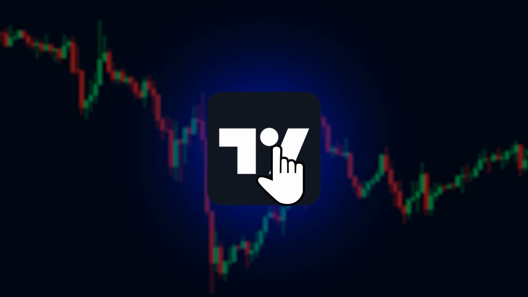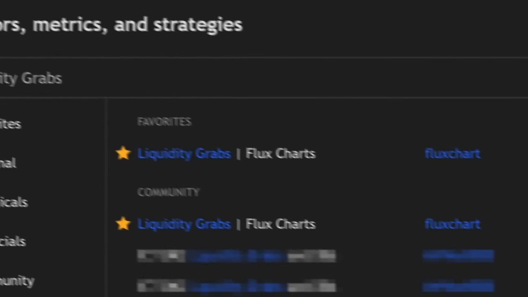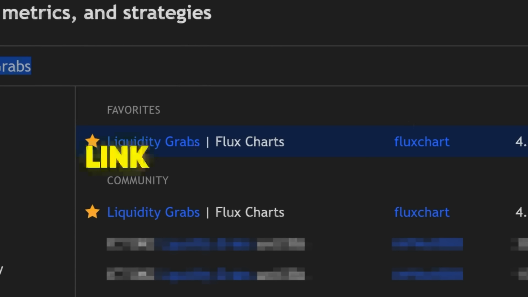To add it to your chart, just open up TradingView and head over to the Indicators tab. Then search for liquidity grabs and click on this one by Flux Charts. There'll also be a link in the description. Once you've got it loaded, here's what you'll see.